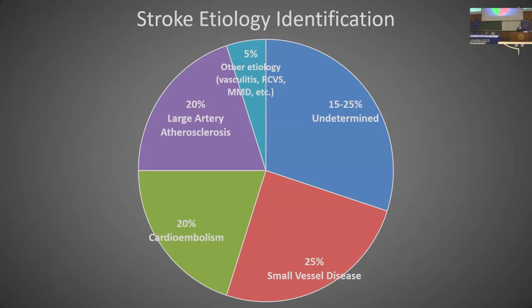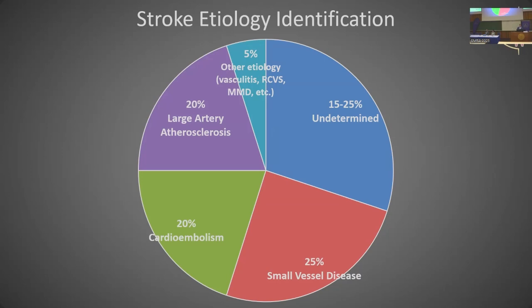We're not going to touch on small vessel disease too much, because that's usually not something that vessel wall imaging and vascular imaging really impacts. And then there's a small category of everything else that represents 5%, and I will show you some cases from that category.